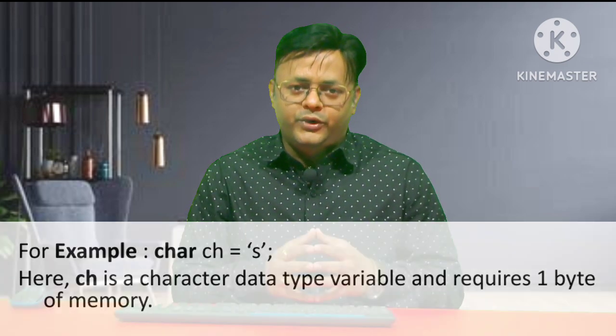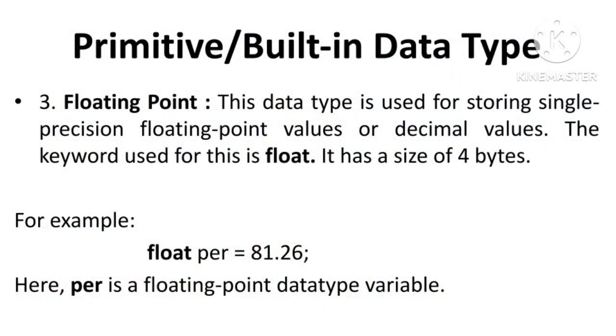The third one, floating point. This type is used for storing single precision floating point values or decimal values. For example, if we need to store a percentage value or simple interest, we would require this type of data type. The keyword used for this is float. It has a size of 4 bytes. For example, float PER 81.26. Here PER is a floating point data type variable.